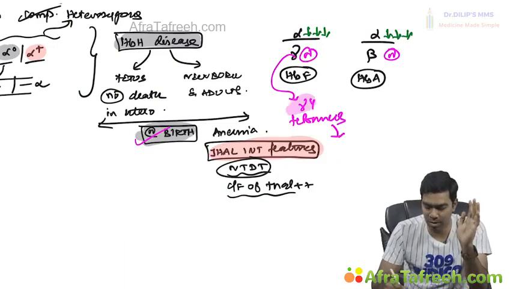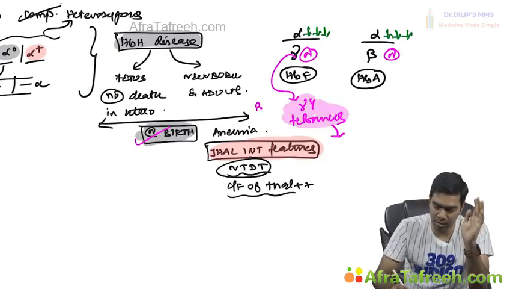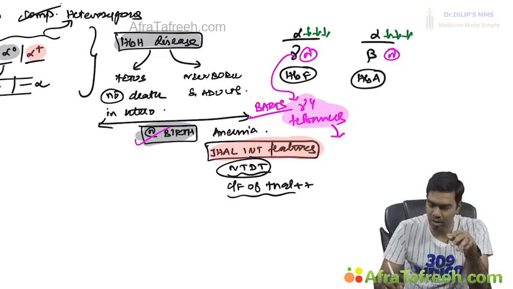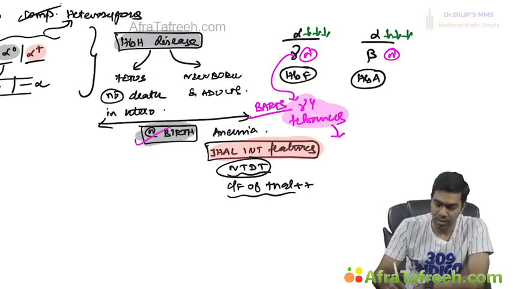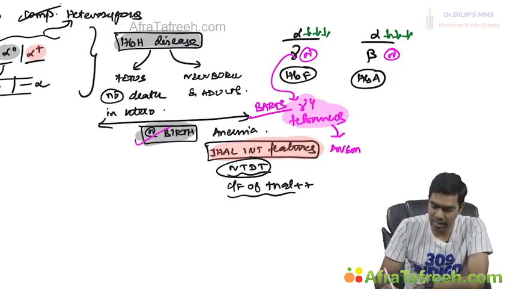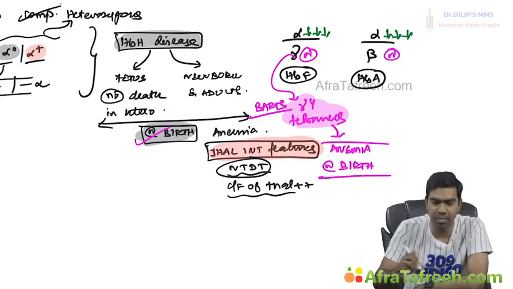But still they do have this hemoglobin Bart's formation. That is, these gamma-4 tetramers are what we refer to as hemoglobin Bart's. So these Bart's will be there. That is the reason why they develop anemia at birth itself. All this erythrocyte instability, hemolysis and all will be there at birth itself.